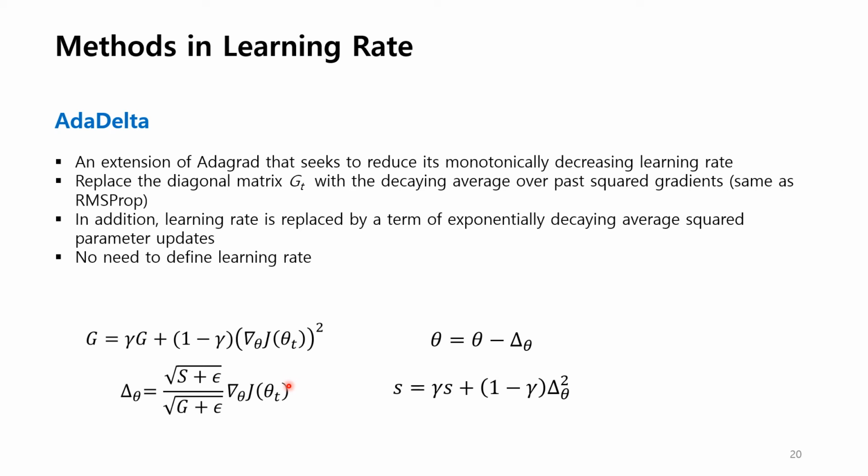So that is AdaDelta. One of the advantages of AdaDelta is we don't need to define the learning rate anymore. In RMSProp we need to define the learning rate eta, but in AdaDelta it's replaced by this one, so we don't have to worry about the learning rate.